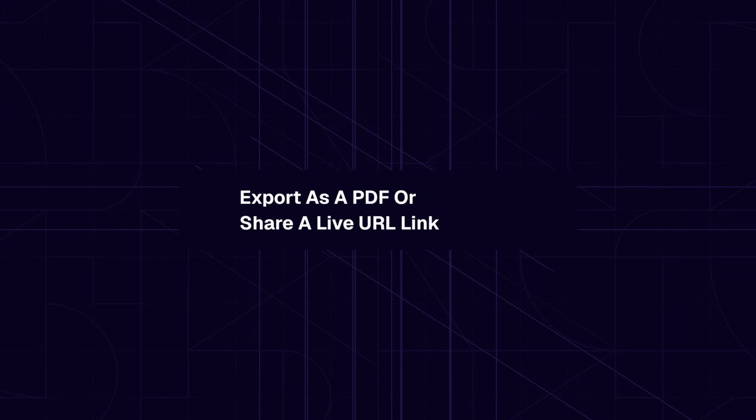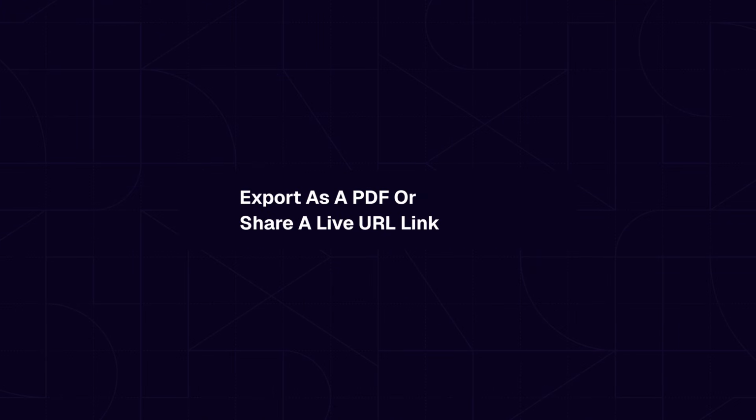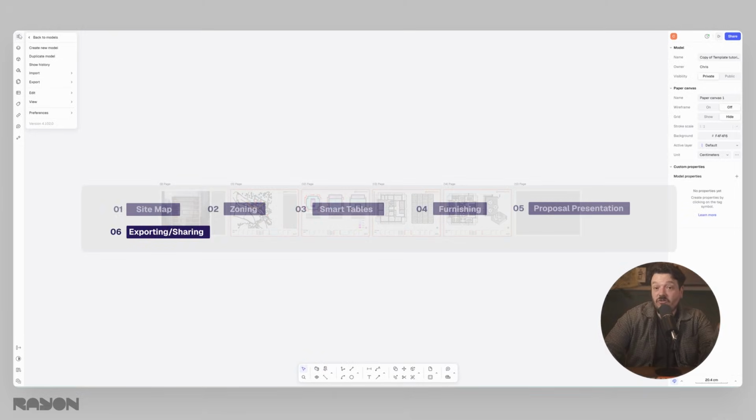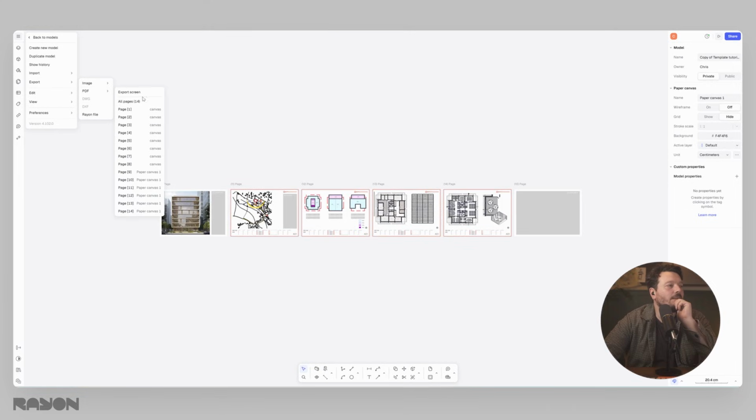With our report completed, we can then share it. So we can do a number of things. We can export it as a PDF traditionally. So we go to here, we can export as a PDF. So I can select what pages I want. So these on my paper canvas here, I can just export the screen as it is, or I can select a group of those pages.